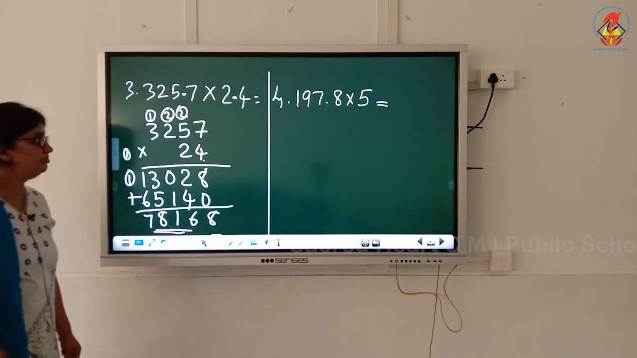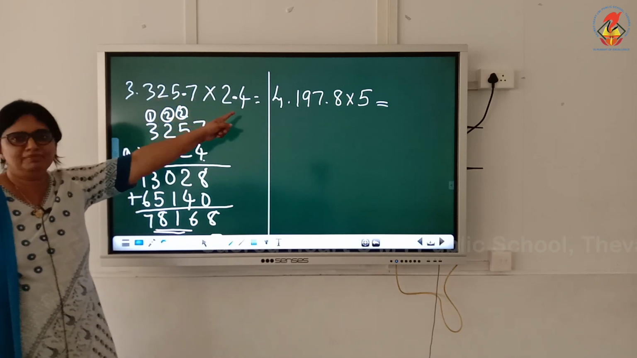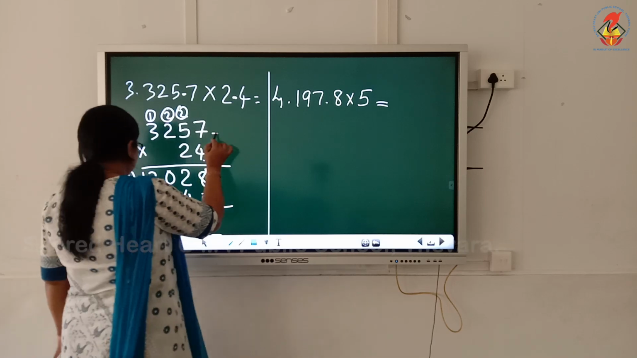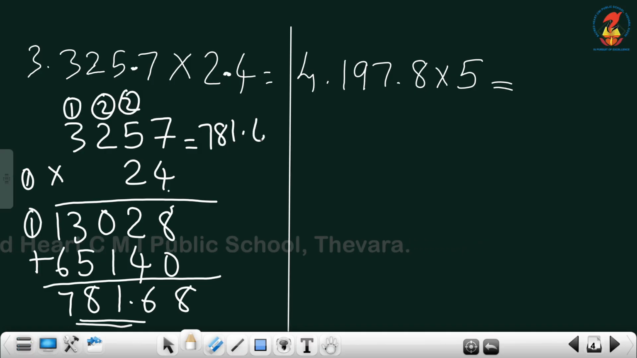And how many decimal places do you need to put? 1, 1 plus 1, 2. Okay, and so the answer is 781.68.